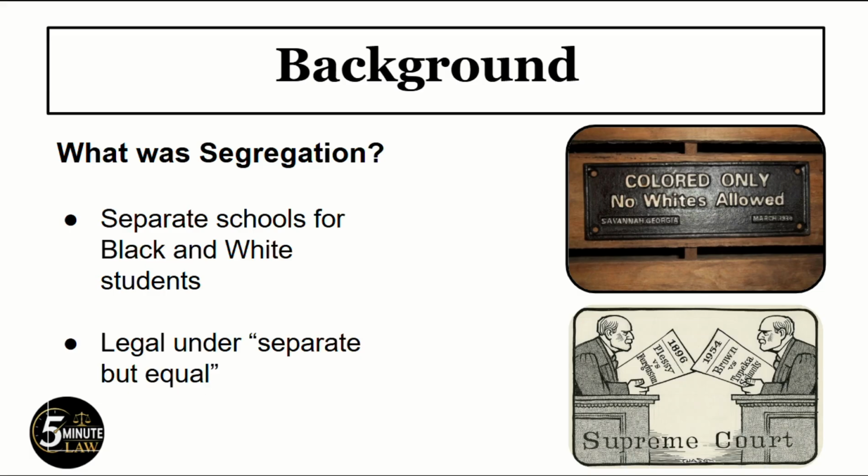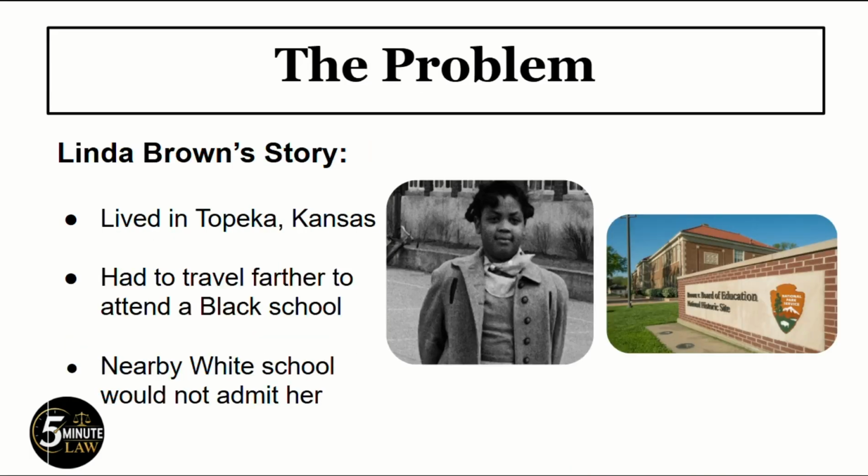Although the law claimed separate schools were equal, black schools often had fewer resources and opportunities than white schools. The case began with Linda Brown, a young girl from Topeka, Kansas. She was forced to attend a segregated black school farther from her home, while a nearby white school refused her admission. Her father, Oliver Brown, challenged the school district, arguing that segregation violated the Constitution.